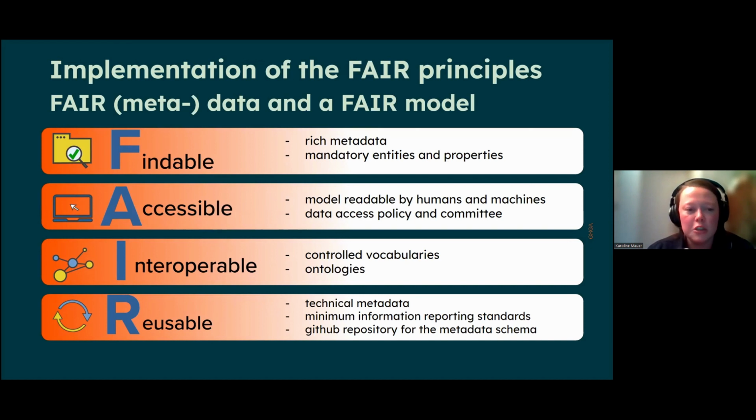Yes, data in GHGA is findable because we ask for rich metadata and we have mandatory entities and properties. Data and the model are accessible. The model is readable by humans and machines because we use a YAML file format, and the data access is managed by a data access policy and a data access committee.